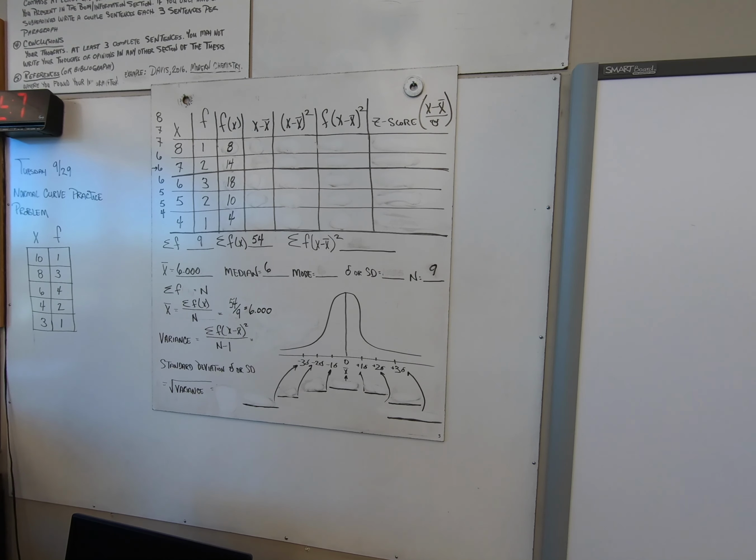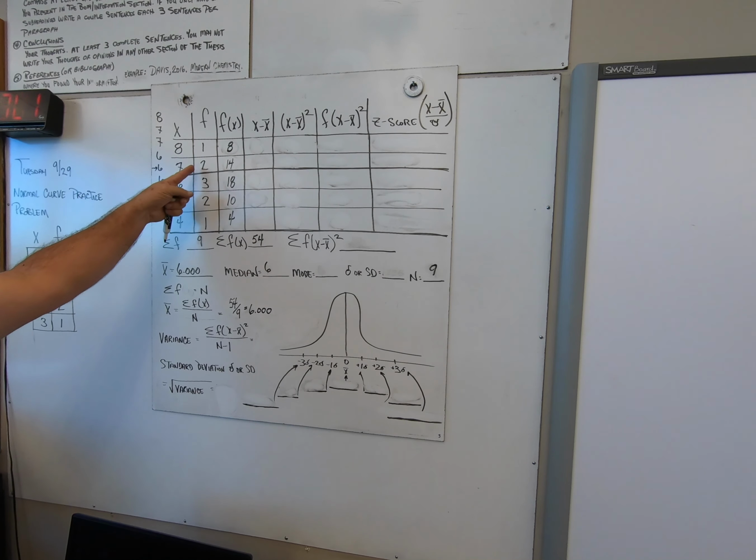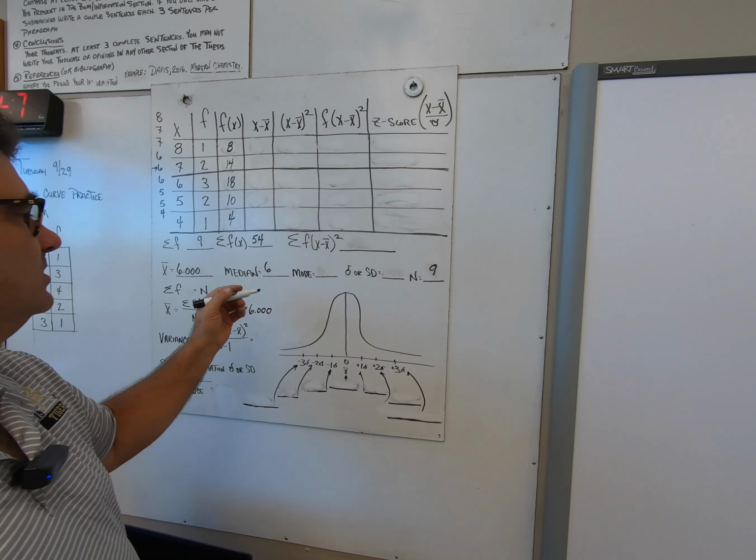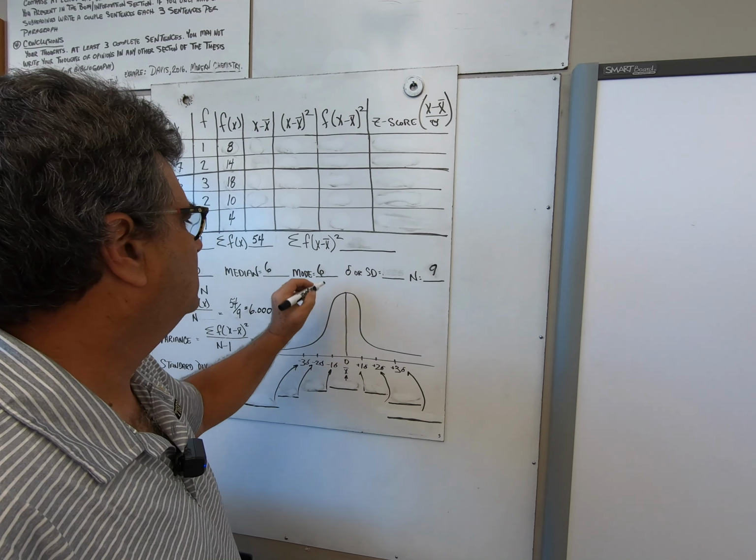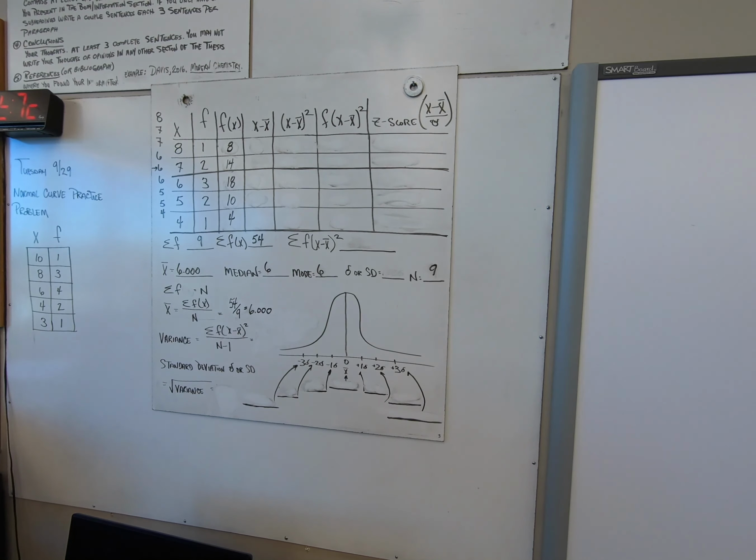What is it? The number that repeats the most. That's right. The most frequently occurring number or measurement. In this case, it's going to be whatever is the largest number in the frequency column. In our case, it's 3. 3 is beside 6, so it's 6 also. You can also have more than one mode.